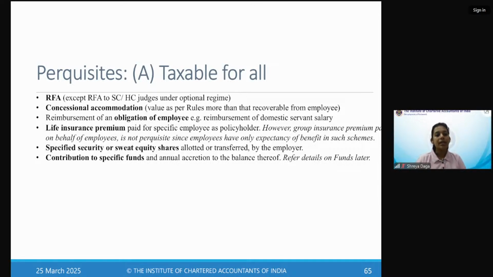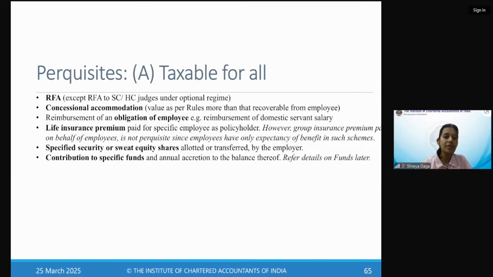Next, life insurance premium. So if you have paid life insurance premium for a specific employee as policy holder, please understand, there are two types of insurance policies. One is where the employee has taken his personal life insurance, where suppose he, his spouse, children, parents are covered. It is his personal policy, so he is the primary policy holder and he is supposed to pay the insurance premium.